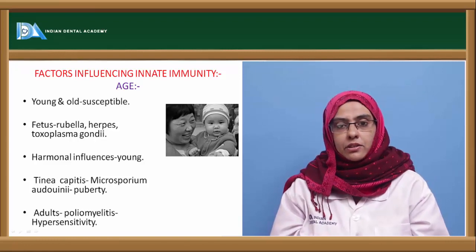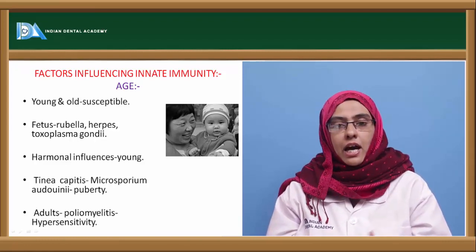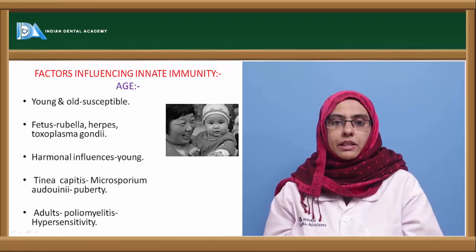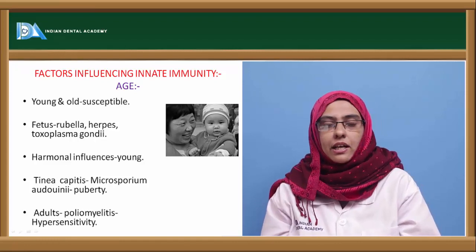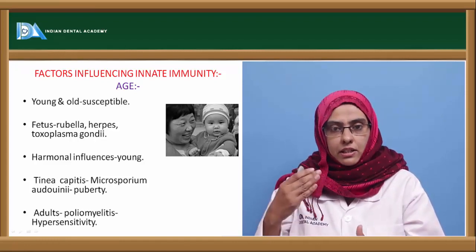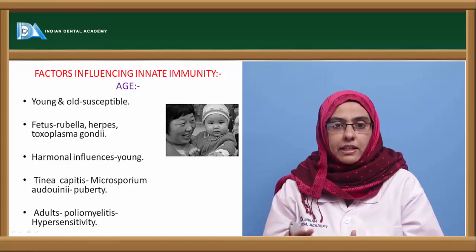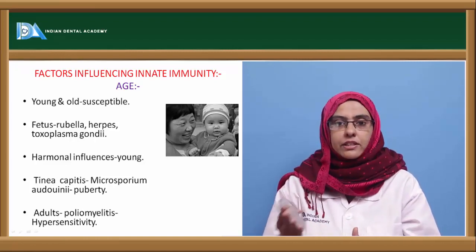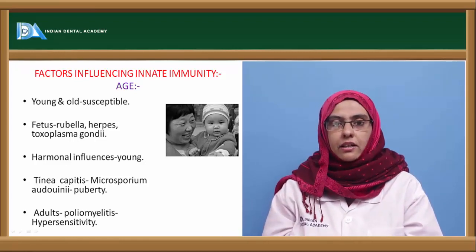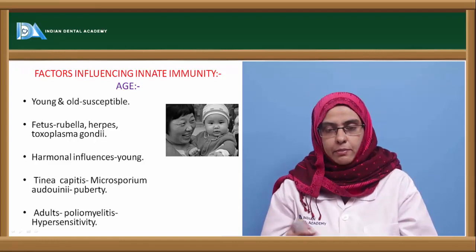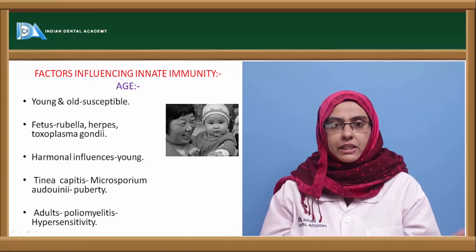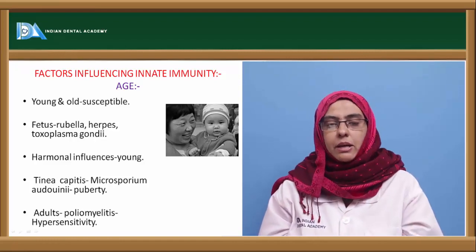Now next coming to the young, it is usually hormonal influences that can lead to either susceptibility or resistance towards a particular infection. The young are mostly susceptible because the immune apparatus is still developing, and the hormonal influences keep changing, leading to different types of infection in the young generation. Example, tinea capitis caused by Microsporum audouinii during puberty. Once puberty sets in, there is a resistance towards this type of infection.